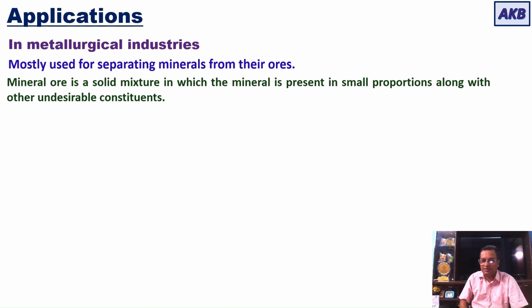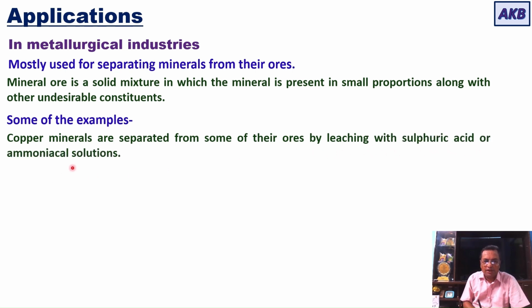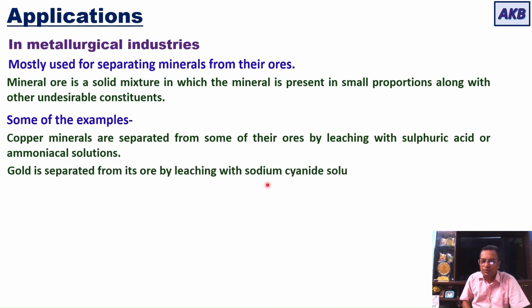So let us understand it further. Some of the examples for this: copper minerals are separated from some of their ores by leaching with sulfuric acid or ammoniacal solutions. In those leaching operations, the solvents that can be used are sulfuric acid or ammoniacal solutions. The other example is gold, which is separated from its ore by leaching with sodium cyanide solutions. So for separating gold from its ore, we use leaching, and the solvent used is sodium cyanide solution.